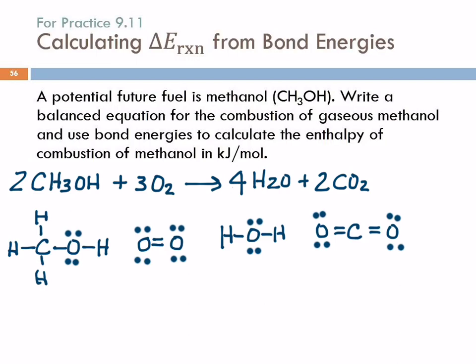So what I'm going to do over here on the left is list off the different kinds of bonds and how many there are. So we've got carbon-hydrogen bonds. We've got a carbon-oxygen single bond. We have an oxygen-hydrogen single bond. And we have an oxygen-oxygen double bond. Did I miss anything?